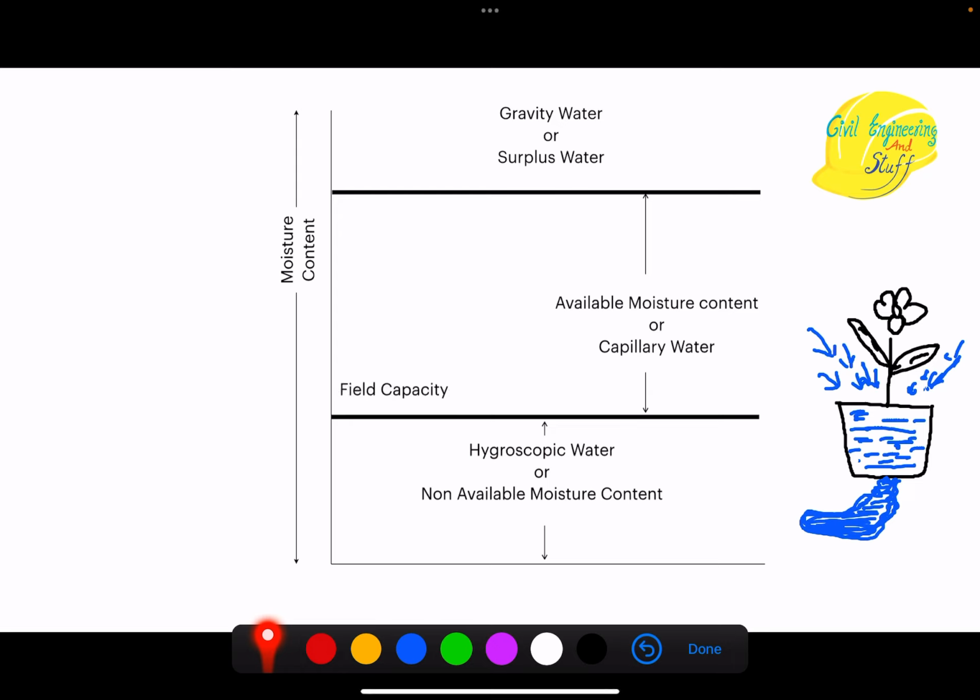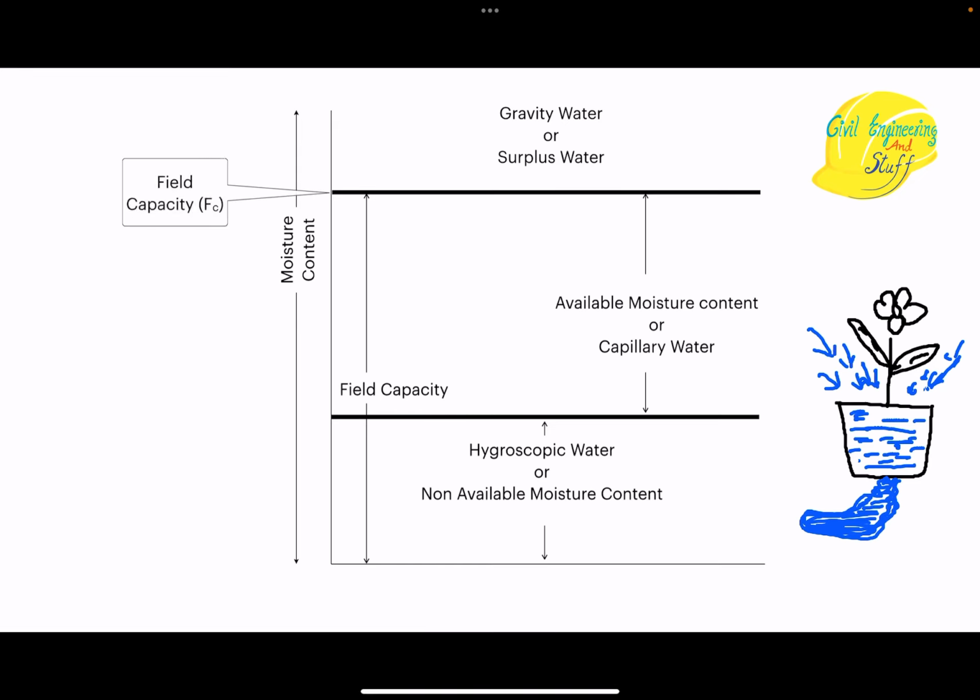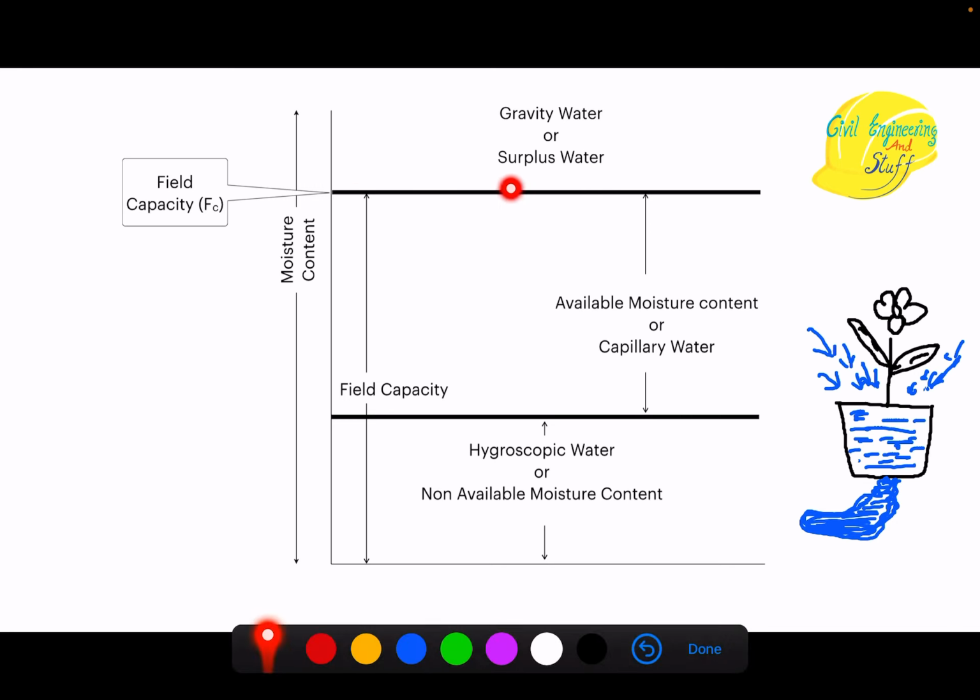So the combination of available moisture content and hygroscopic water is what we call the field capacity. This field capacity is the overall moisture content minus the gravity water, or in another way we can say field capacity is the available moisture content plus hygroscopic water. So this is the overall moisture content that is there in the soil. So this is the upper limit of the field capacity.